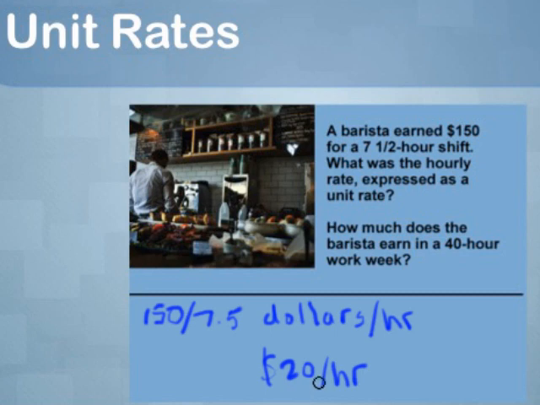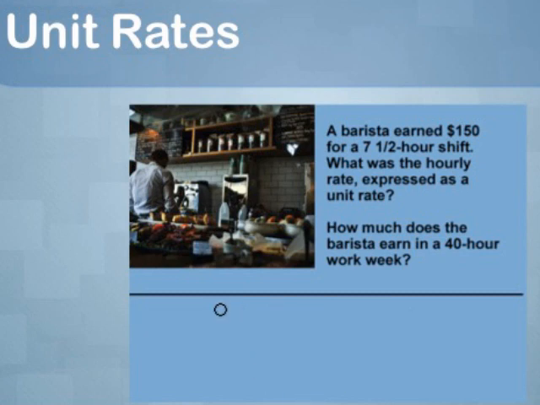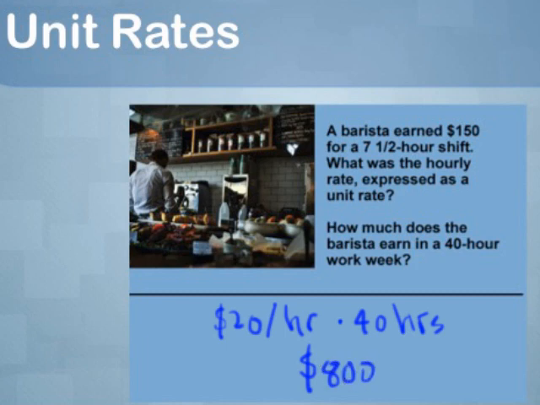For 40 hours, we multiply $20 an hour times 40 hours. So the barista earns $800 in a 40-hour week. Notice when multiplying $20 per hour times 40 hours, the hours units cancel out and you're left with dollars. We can also use unit rates to convert from one type of unit to another. Let's look at an example.